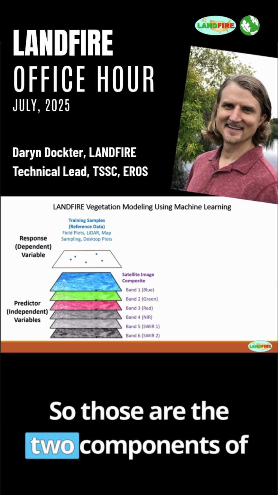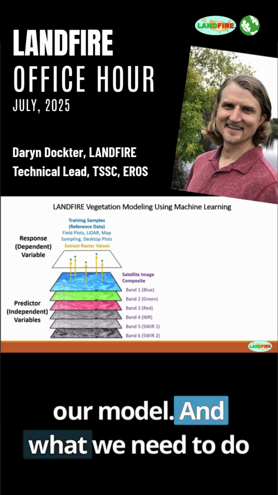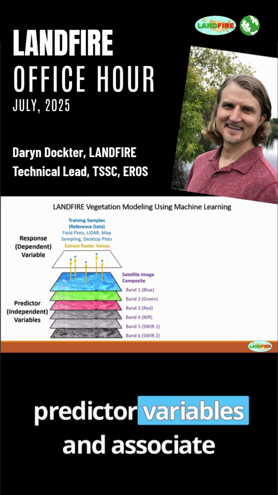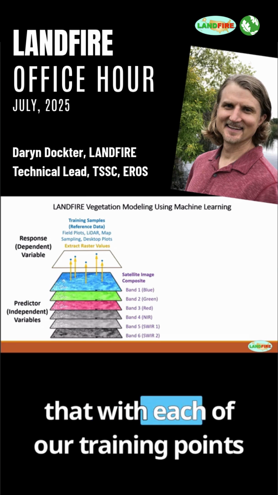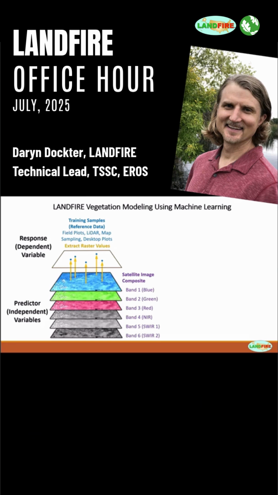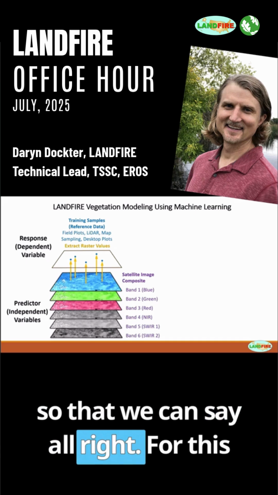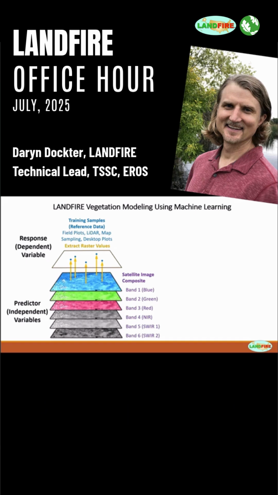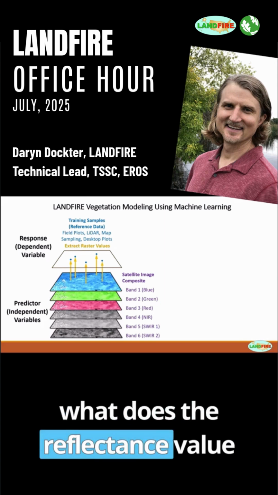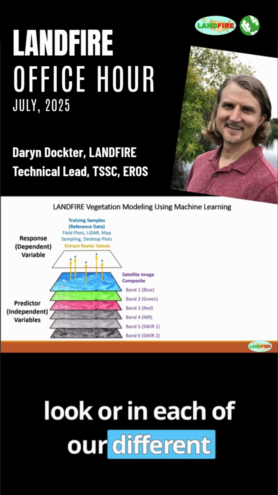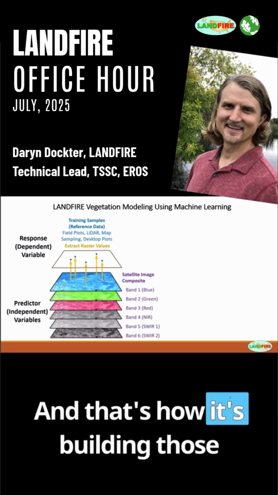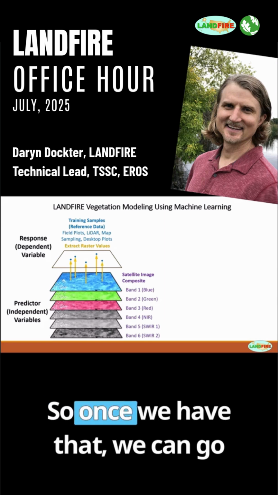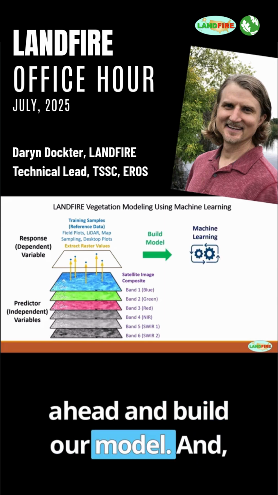So those are the 2 components of our model. And what we need to do is extract all the values on those predictor variables and associate that with each of our training points so that we can say, all right, for this point, if we know the tree cover looks like this, what does the reflectance value look like in each of our different bands? And that's how it's building those associations and relationships. So once we have that, we can go ahead and build our model.